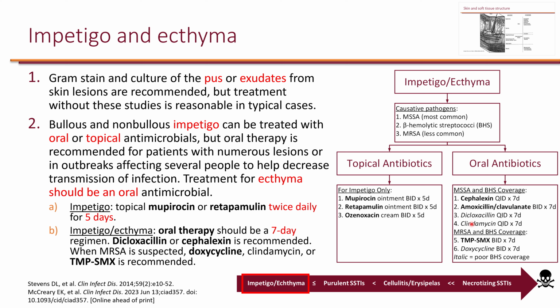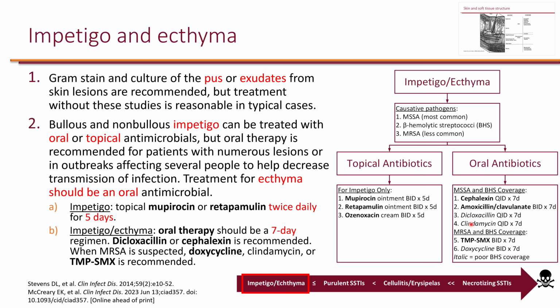Other options include dicloxacillin and clindamycin, so they may not be the best for beta hemolytic strep, but they are available options in case the other ones are not available. And of course, Bactrim will also cover MSSA and beta hemolytic strep. In general, Bactrim is reserved when you need MRSA coverage.